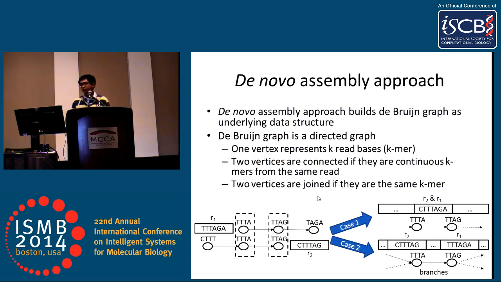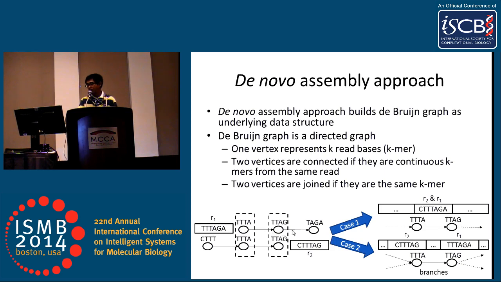So let's first see the de novo assembly approach a little bit. The de novo assembly approach uses the de Bruijn graph as the underlying data structure. So what a de Bruijn graph is, it is a directed graph with one vertex per k-mer. So in this example, we have two reads R1 and R2. We can construct a vertex TTTA from the first four bases of R1. And we can construct another vertex TTAG from the second four bases of R1, and so on. And we connect two vertices if they are continuous k-mers from the same read. So we connect these two because they are the first four bases and the second four bases of R1.